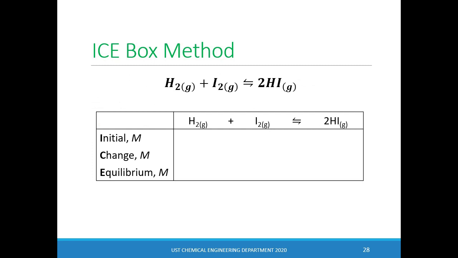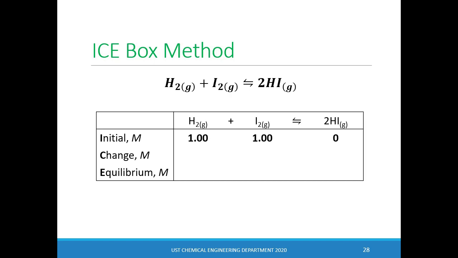To illustrate how this is done, let us consider the reaction of hydrogen and iodine to produce hydrogen iodide gas or HI. To construct the ICE box, each column represents the substances in your reaction, while the rows indicate the initial, change, and equilibrium amounts. Let us assume that we start the reaction with 1 molar each of hydrogen and iodine gases. So you write 1 for each reactant, while 0 for HI because it was not in the system at first.